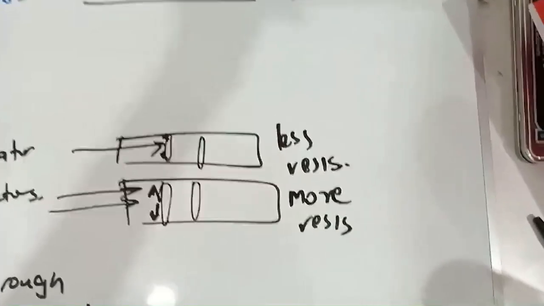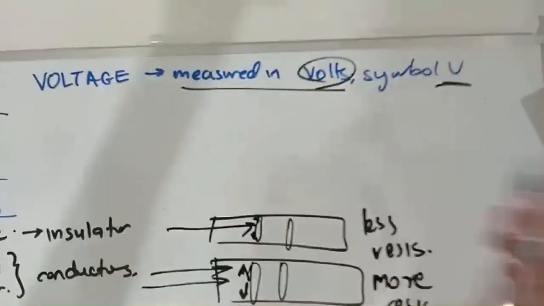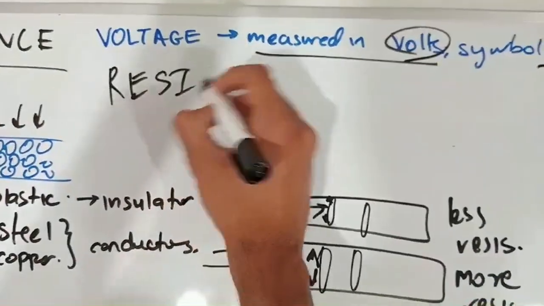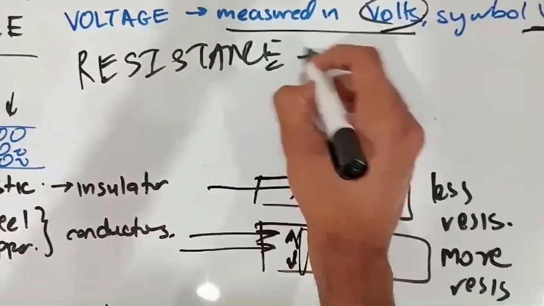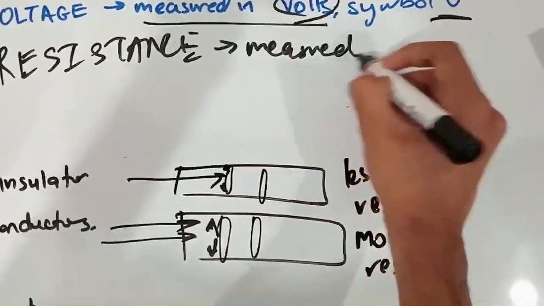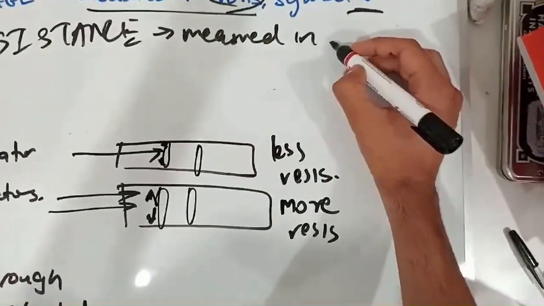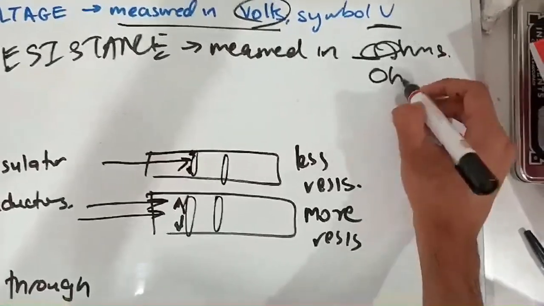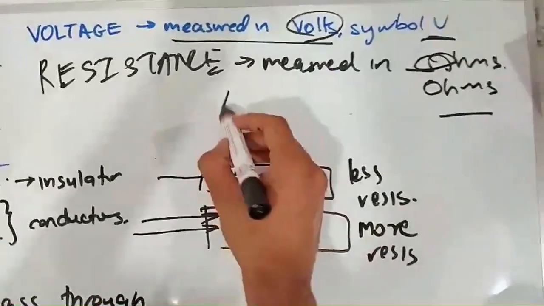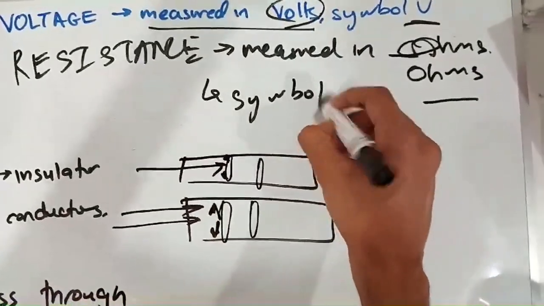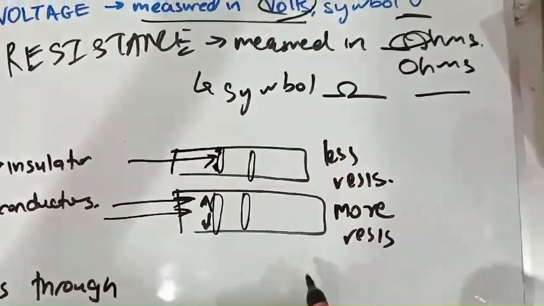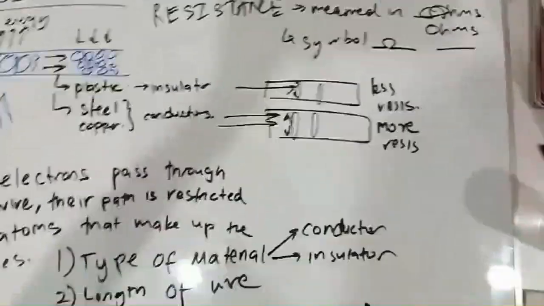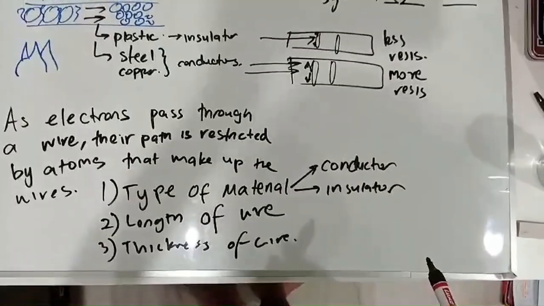Okay, so now let's get down to the admin stuff. If voltage is measured in volts and the symbol is V, resistance is measured in ohms, O-H-M-S, ohms. And the symbol is omega. So resistance is measured in ohms and the symbol is omega. I hope this makes sense about resistance.